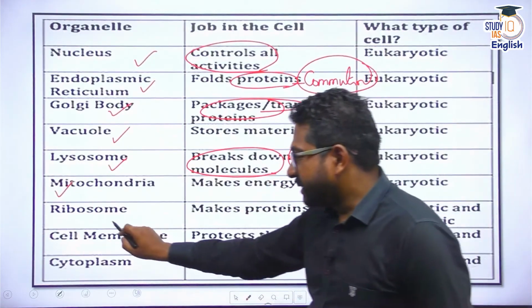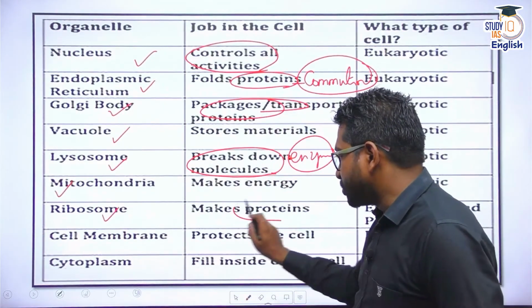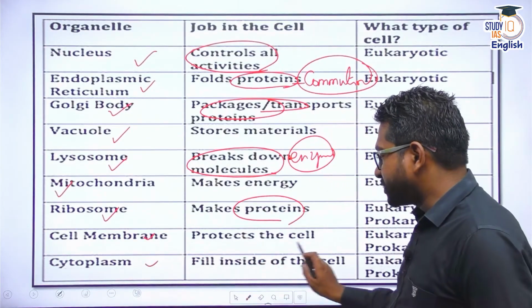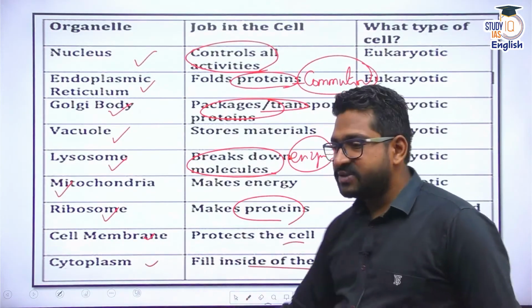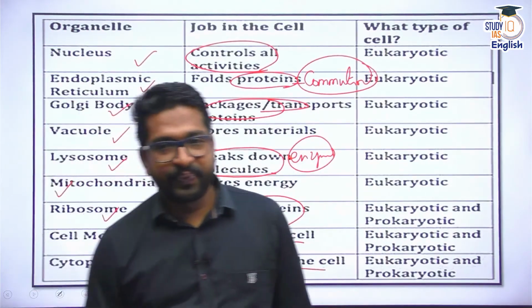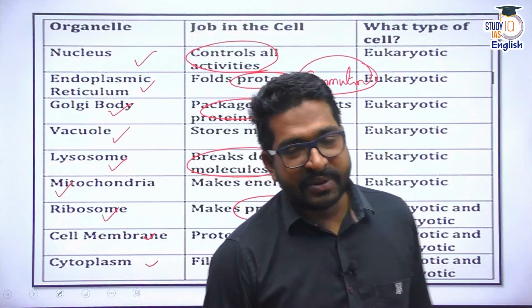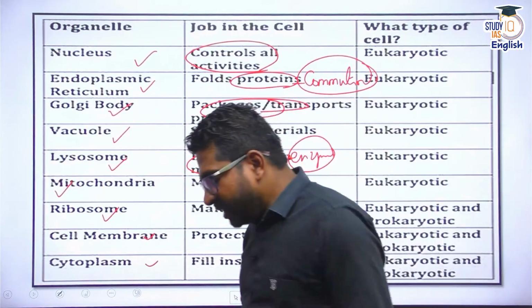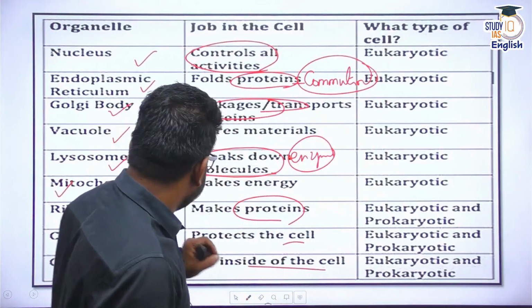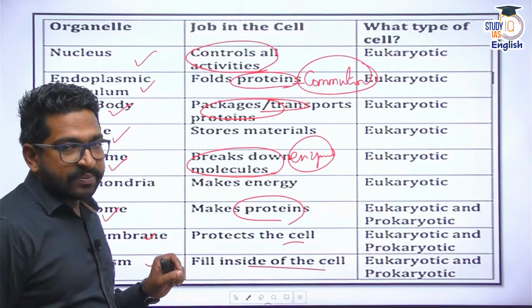Apart from that, there are ribosomes which produce protein. I told you about cell membrane and cytoplasm. Cell membrane protects the cell. Cytoplasm is the fill inside the cell. All right. Please remember this. Apart from this, there is one more very important piece of information in this slide. In this slide, there are a few things written. I want you to remember these things.